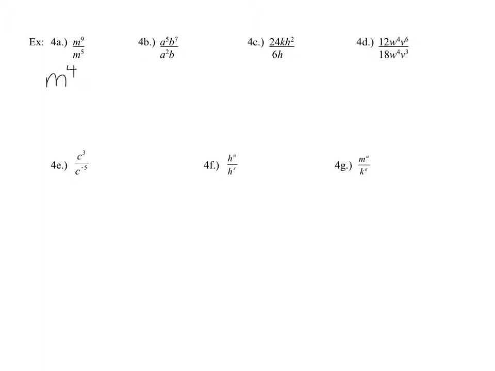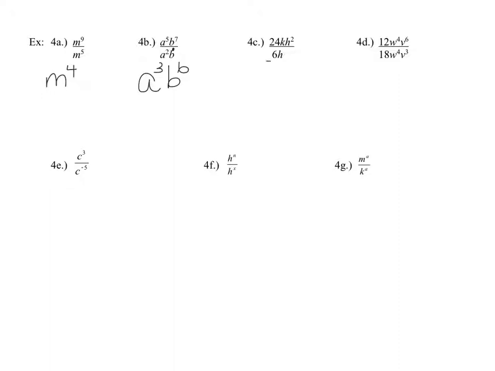Okay, you should have gotten a to the 3rd, b to the 6th. Don't forget that the one at the bottom actually has an exponent of 1 on it. All right? Now let's do 4c together. If you take a look at 24k to the h squared over 6h, well, 24 and 6, let's just take a look at that. 24 and 6, those are not exponents. This is just division, right?